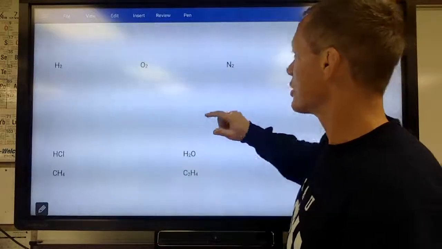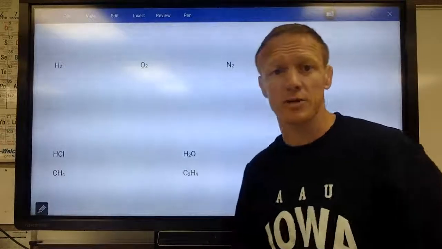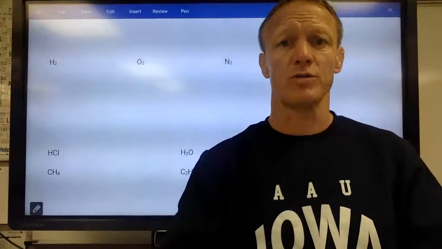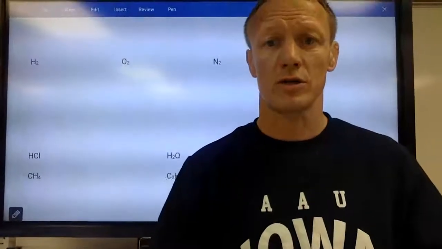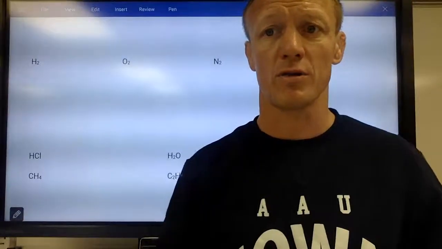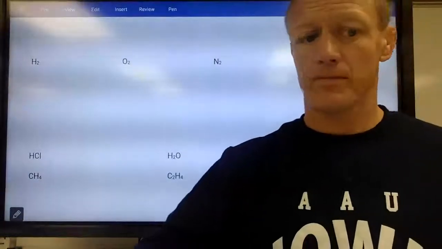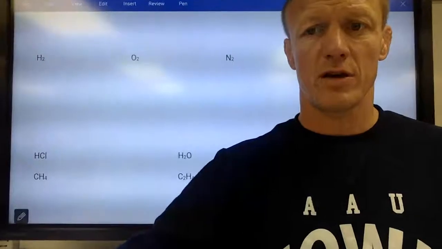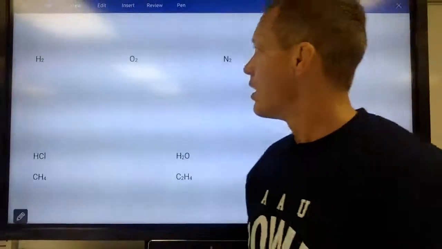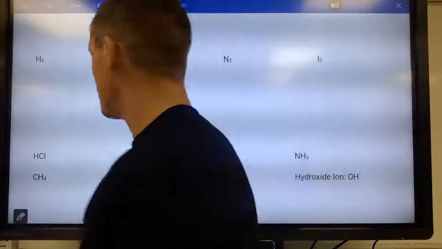So let's just do some covalent molecules, which would be called molecular compounds. I can get this a little closer. There we go. So when we're drawing these, the first thing I always do is count up the number of valence electrons.